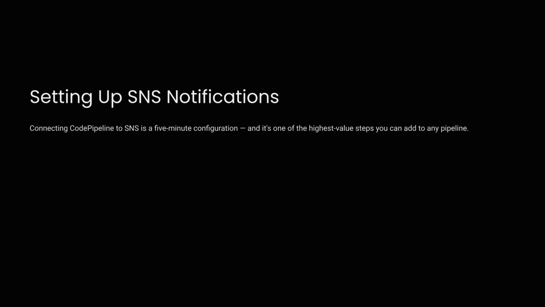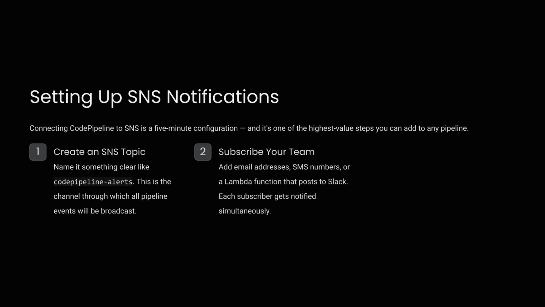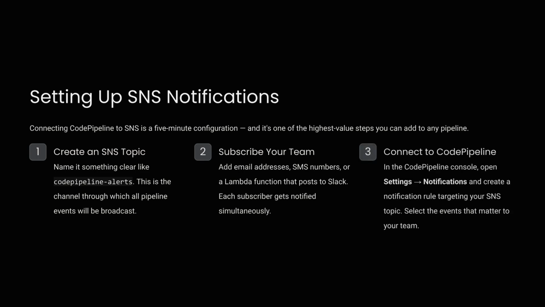Setting up SNS notifications is a simple 3-step process. First, create an SNS topic, like CodePipeline-alerts. Second, subscribe your team's email addresses, SMS numbers, or a Lambda function to the topic. Third, connect this topic to CodePipeline via settings and notifications, selecting the events that matter to your team.